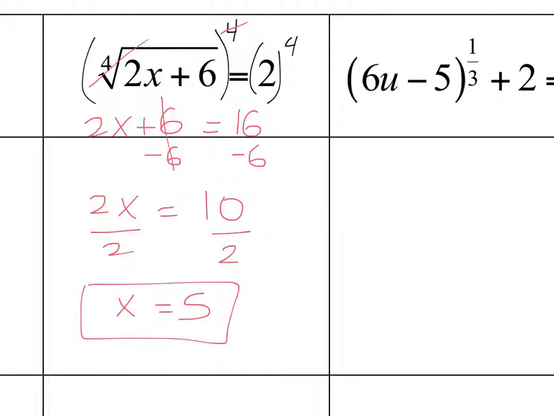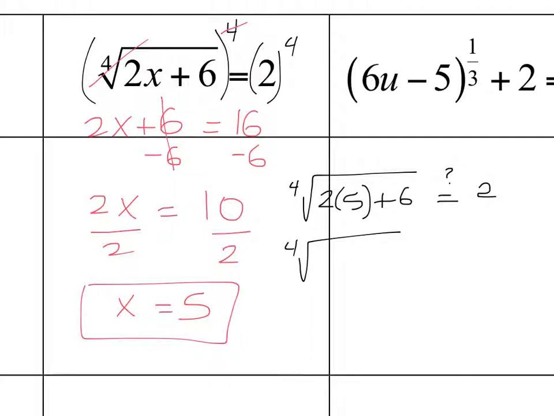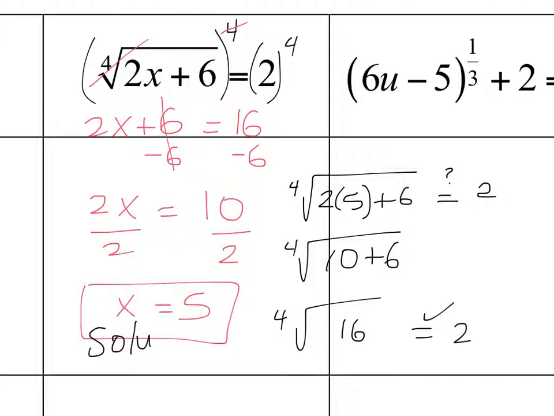But remember, once you get the answer, you always have to double check by plugging it back into your radical. So 4th root of 2 times 5 plus 6, is this going to give me 2? We're going to double check that. So 4th root, 2 times 5 is 10, plus 6, you're going to get 4th root of 16, and that is 2. So this is my solution, x equals 5.